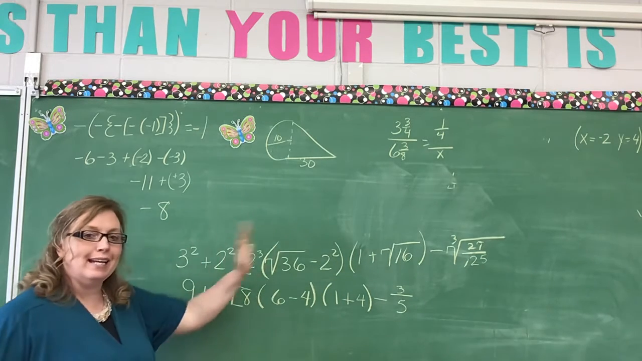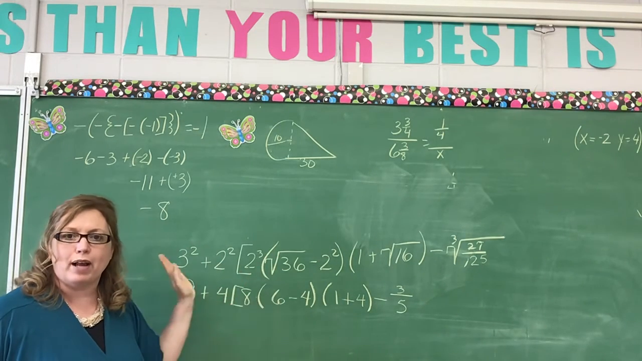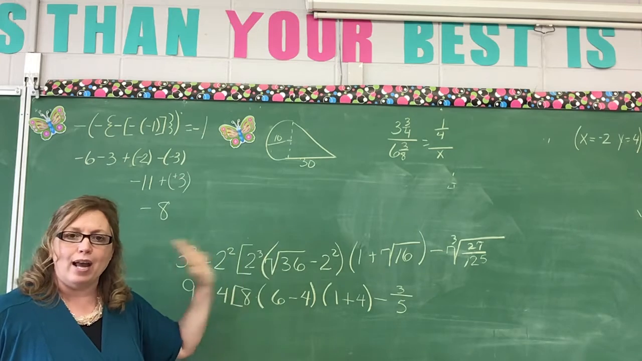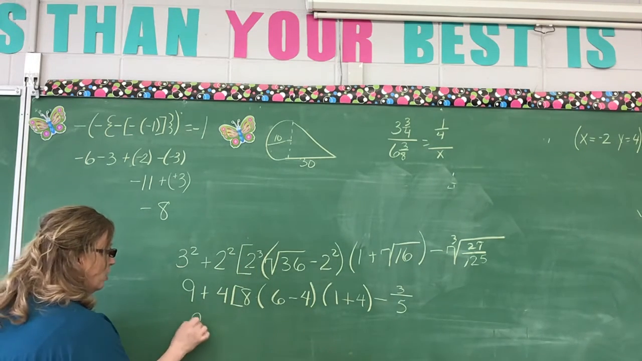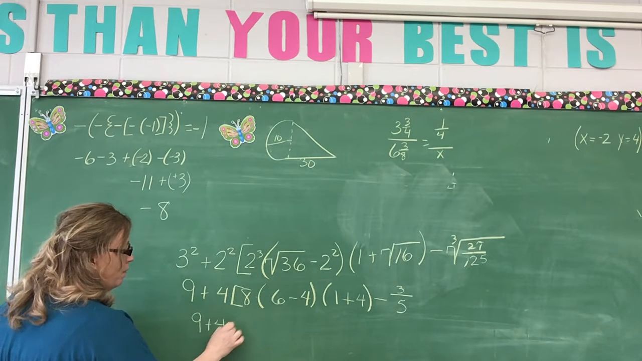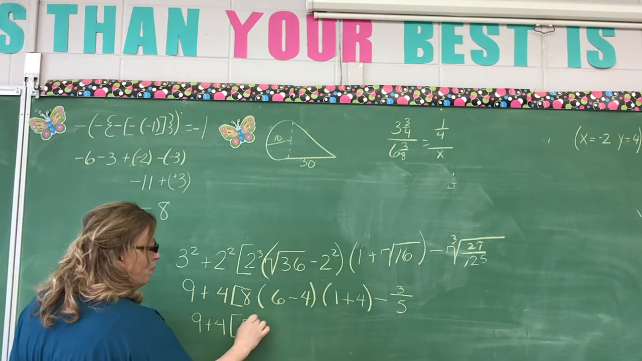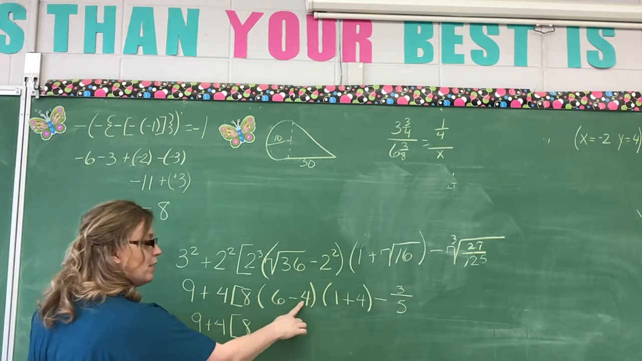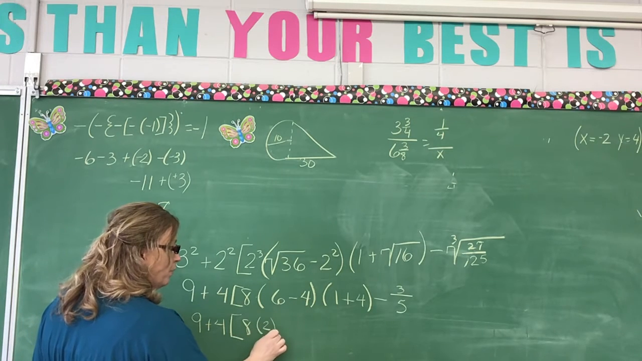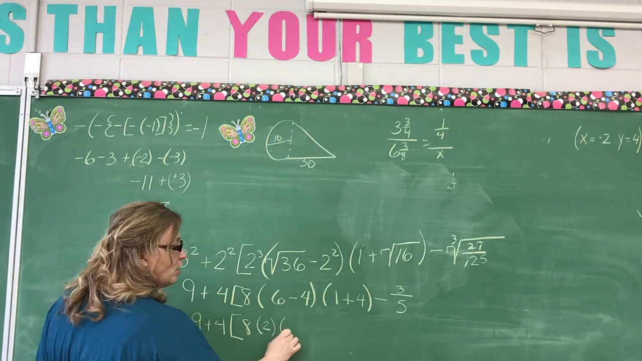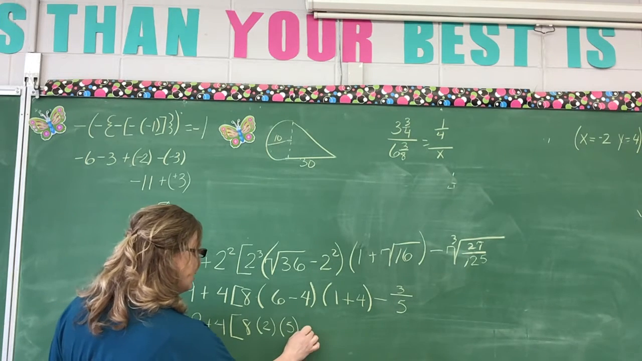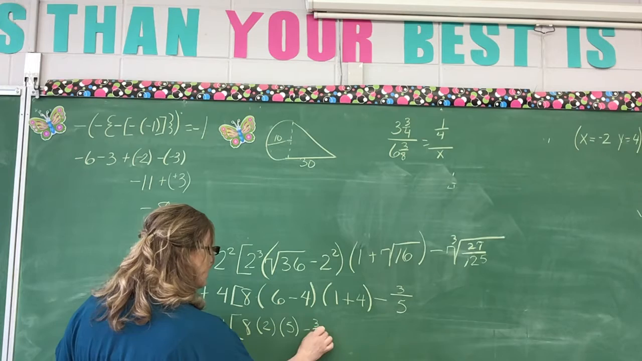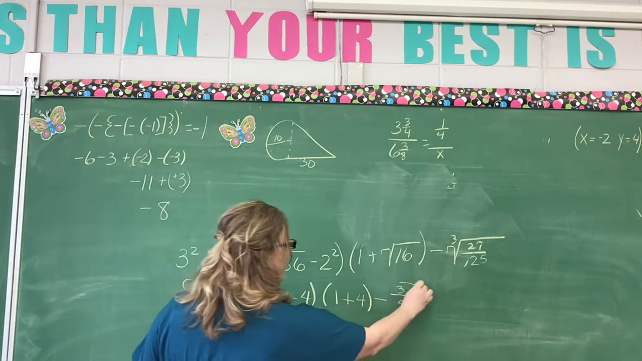Okay? Now, we forget the top row. Look only at our second row. We got rid of our powers and our exponents. Now we're going to focus on our parentheses. Okay? We can't do anything with the 9 and the 4 or the bracket and the 8. We look at this parenthesis and say 6 minus 4 is 2. This parenthesis, 1 plus 4 is 5. Then we're going to say minus 3/5. Okay? My bracket over there.